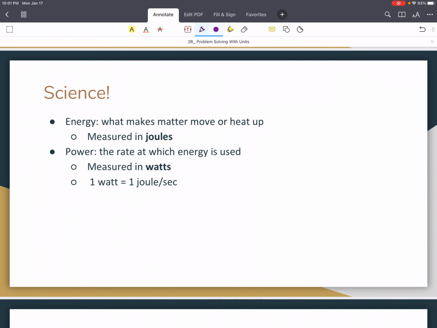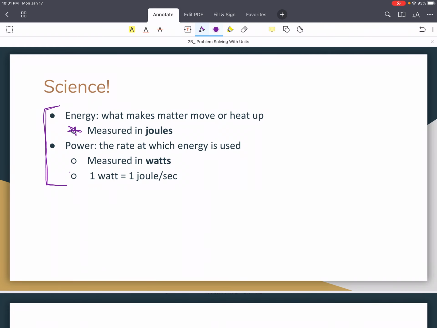I would just write all of this down. So maybe pause your video for a moment and write down what you need: joules, energy, powers, and watts. So pause it and write those down.